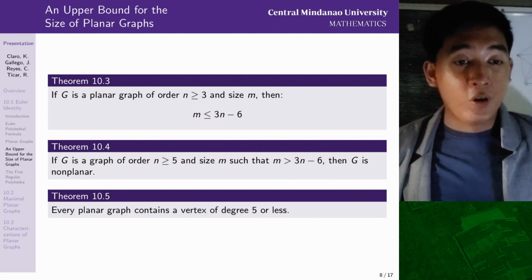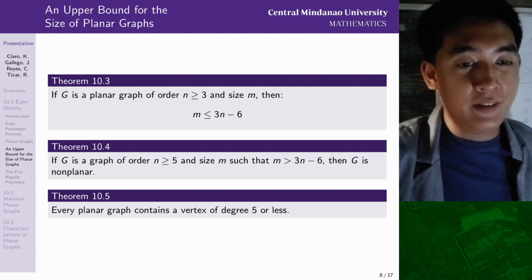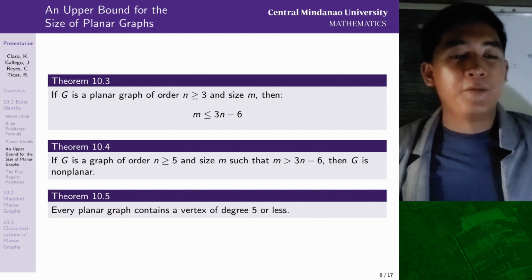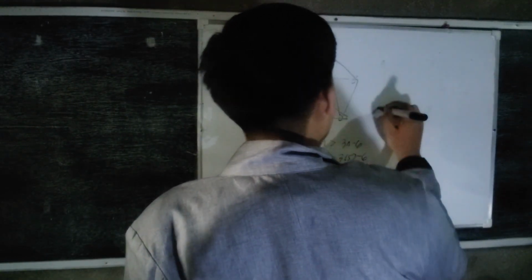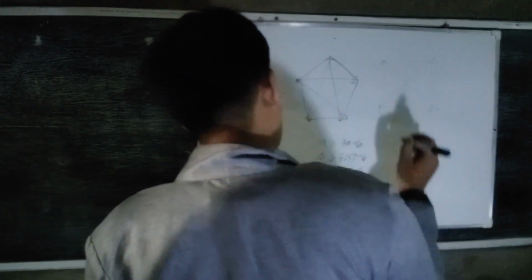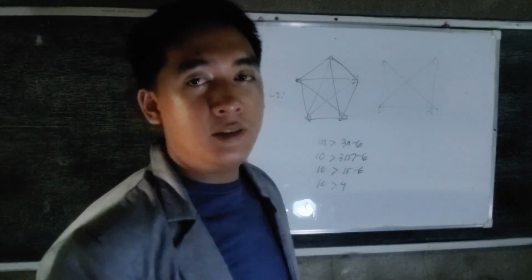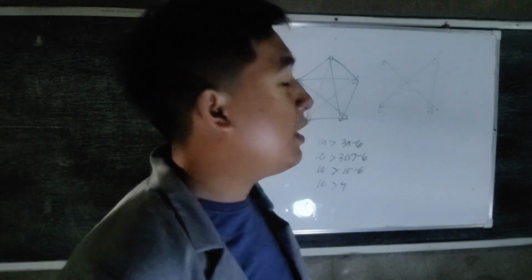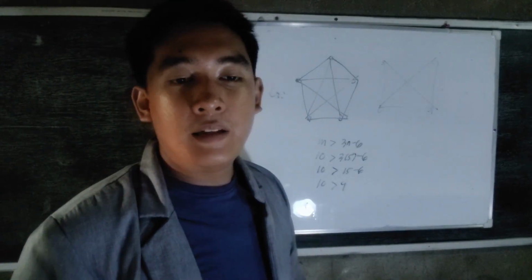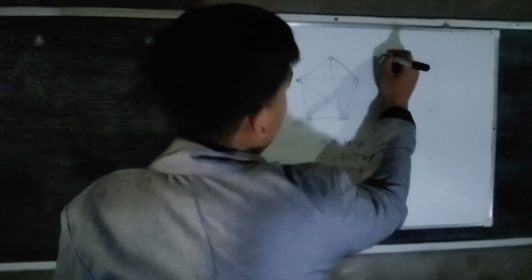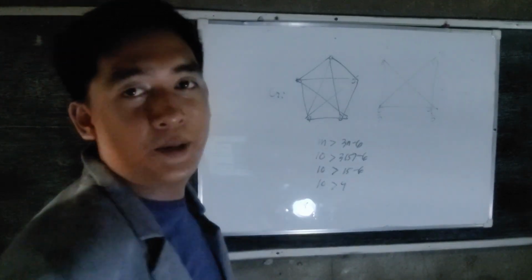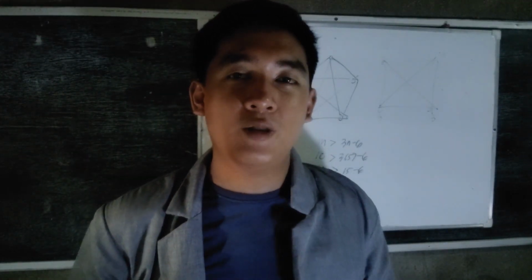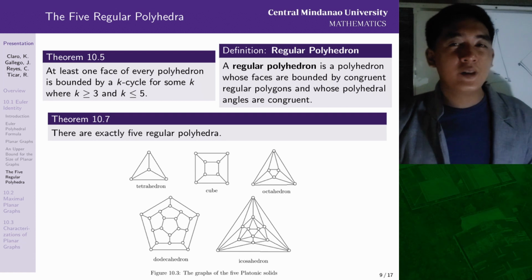Then we have here a corollary. This is corollary 10.5. This is not a theorem. Every planar graph contains a vertex of degree 5 or less. You know, recall K4. K4 is a planar graph. And it is true that every planar graph contains a vertex of degree 5 or less. So here, each vertex has degree 3, 3, 3, and 3. So this is an immediate consequence of theorem 10.4.